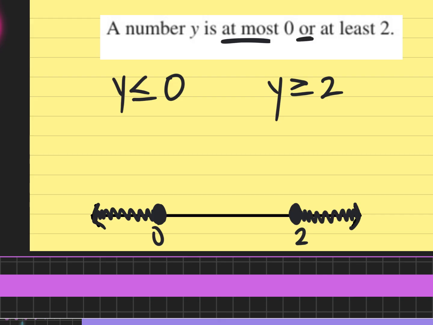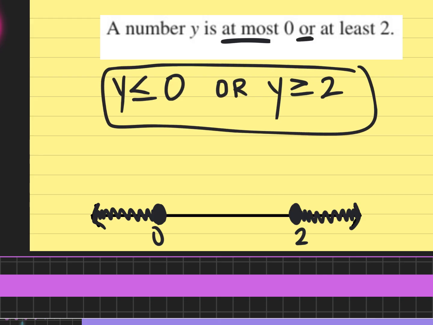time. It's not possible. So thankfully, when it's an OR, we don't even have to write it in a fancy way. We just put the word OR in the middle. And that would be my inequality. And then below that is the correct graph.